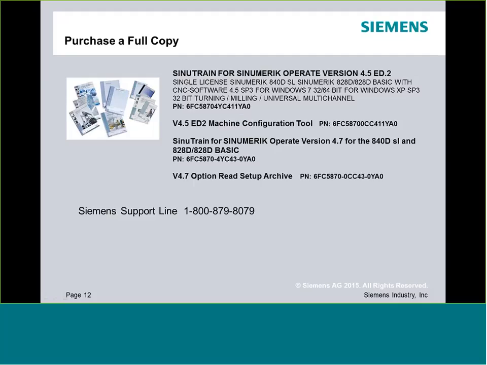Now, when you get to the machine configuration tool in 4.7, we did change the name of it. It's no longer called the machine configuration tool. It is now called the option read setup archive. Does the same exact functionality. Difference here, it will not require any additional software. The functionality is actually installed automatically with Sinutrain, so you just need to get an additional license to activate it. But you would still need to purchase that license via this part number. Okay.